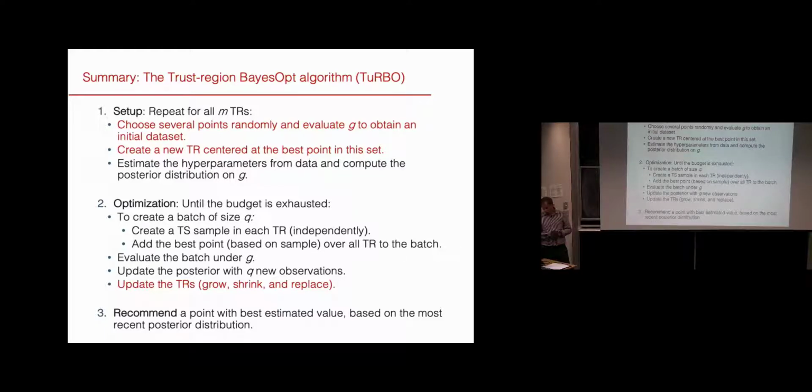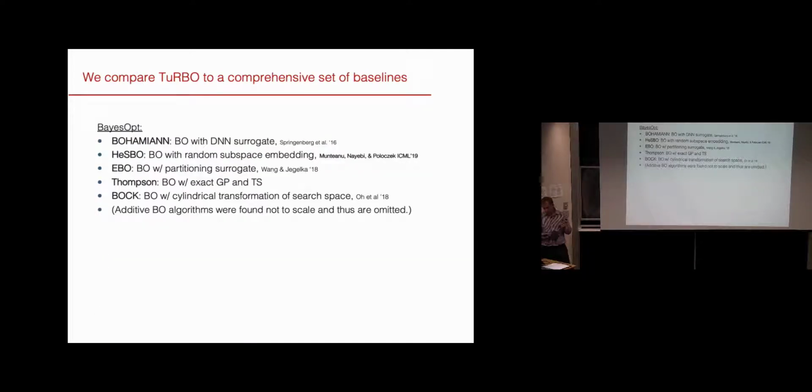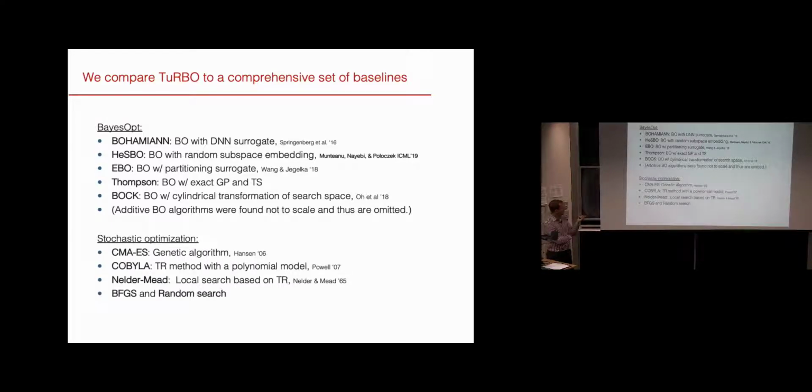Let me quickly point out the baselines that we have out there. There's the Bohamiann algorithm, which combines Bayesian optimization with neural networks, which is scalable. There's our HeSBO algorithm from ICML earlier this year. But we also compare to stochastic optimization algorithms, particularly the genetic algorithm CMA-ES, which performs very well, and COBYLA, a trust region method with a polynomial model, which comes from the operations research community.